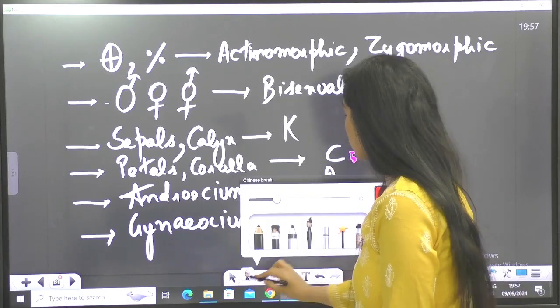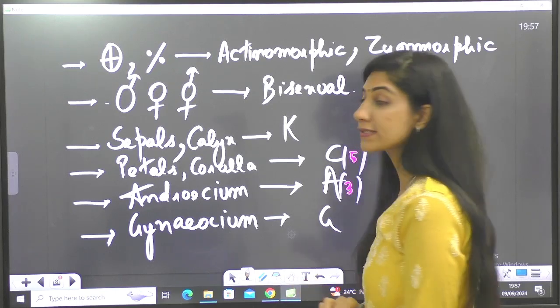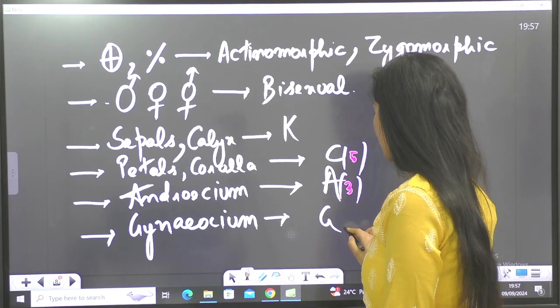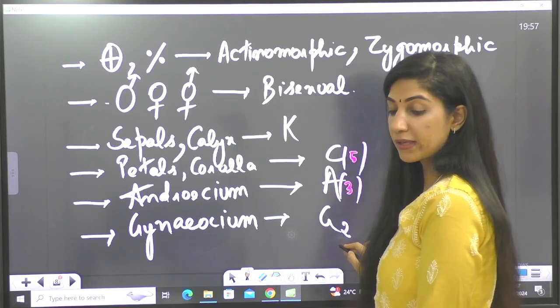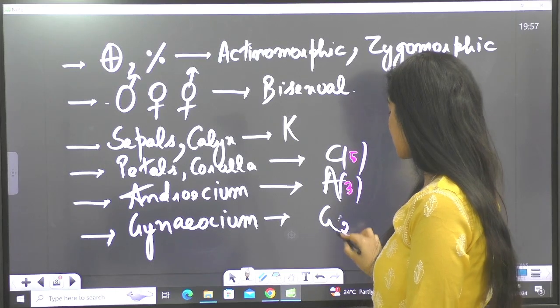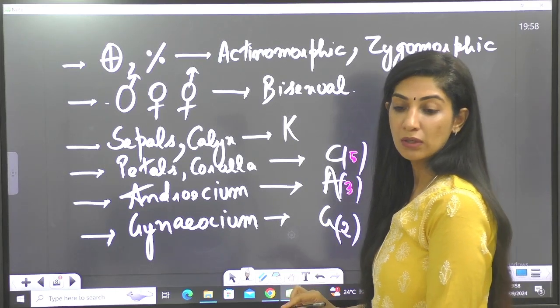If they are fused, then I use the brackets. Let's say bicarpellary, have a look at the board. Bicarpellary syncarpous condition. Makes sense to us?